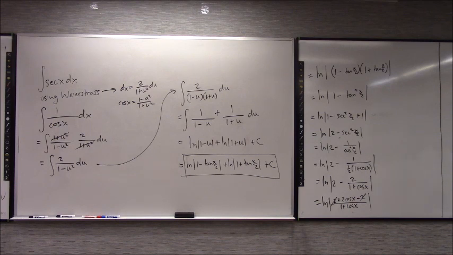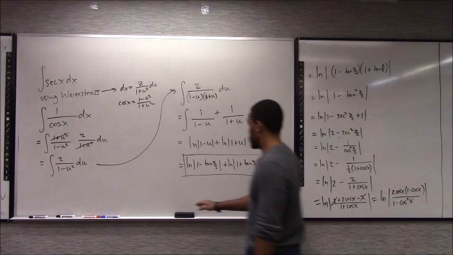You could multiply the conjugate? You can multiply by 1 minus cosine x over 1 minus. So this is 2 cosine x times 1 minus cosine x over 1 minus cosine squared x, which you know is going to be a sine squared x. And then you can split it up.